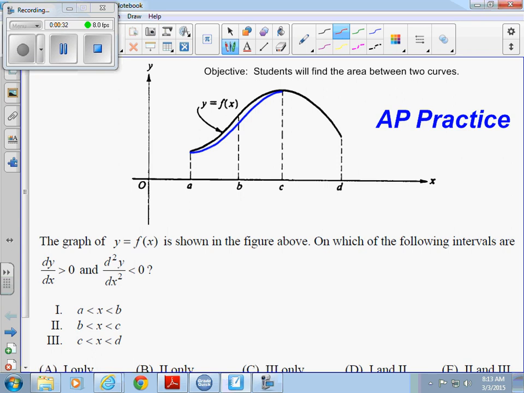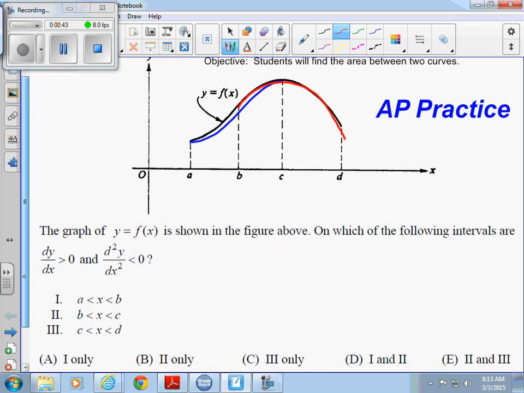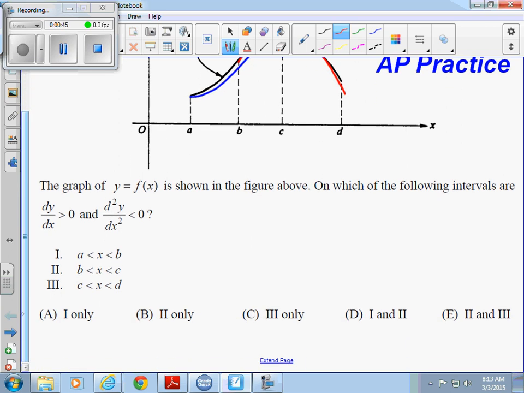Concave down, right? So this part's concave up, so that's the concave down part. So the overlap of that would be from B to C. Any questions about that one?